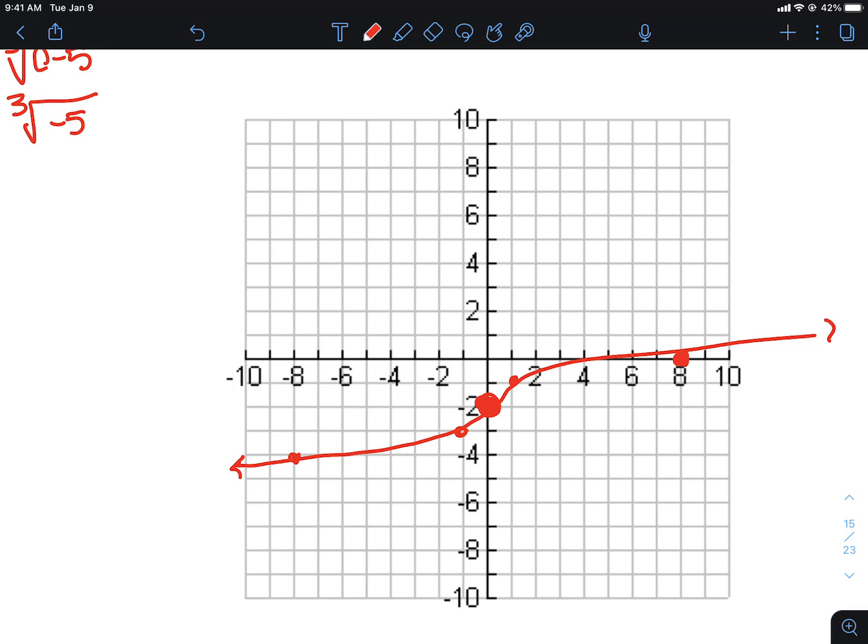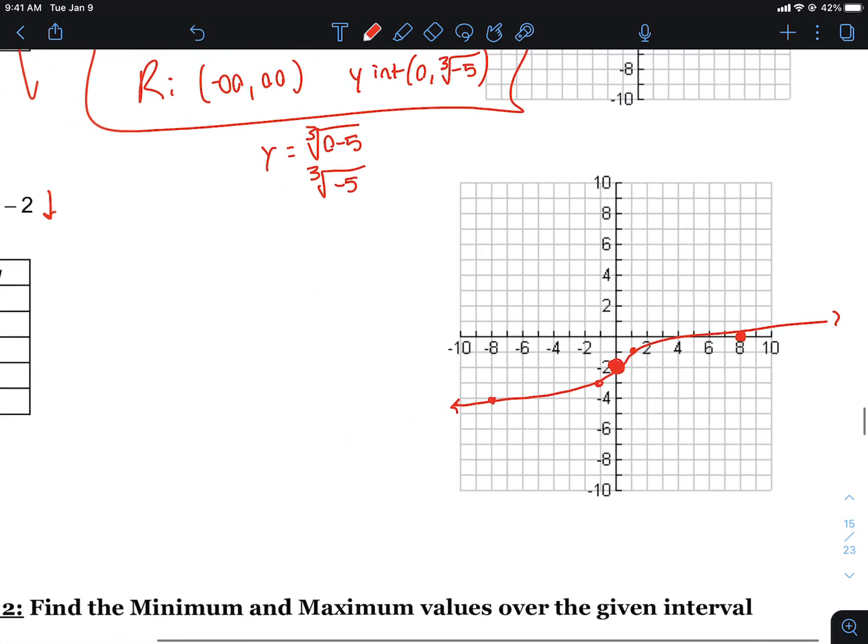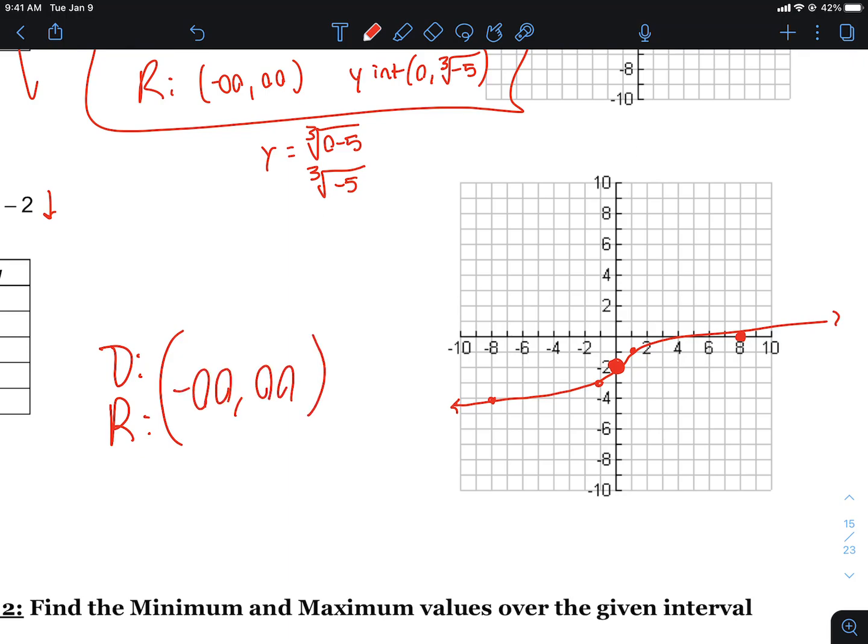It slowly increases from left to right. It's a little bit steepest here in the middle, and then it kind of levels off towards the sides there. Domain and range, both negative infinity to infinity. X-intercept, we could find by either plugging in 0 for y, or you could just look at it. Honestly, it's (8, 0).